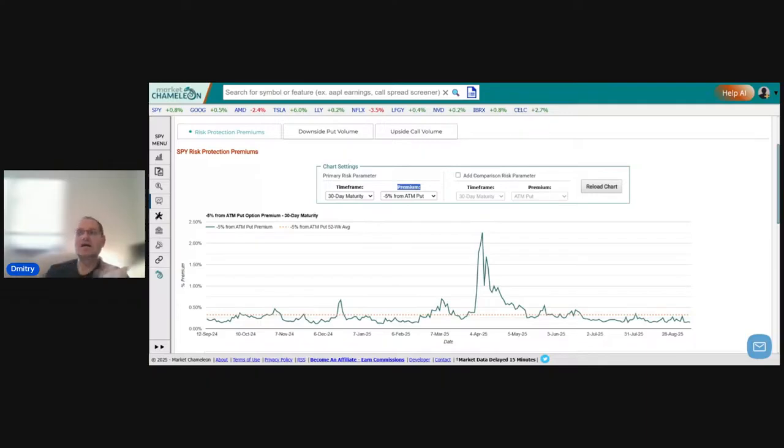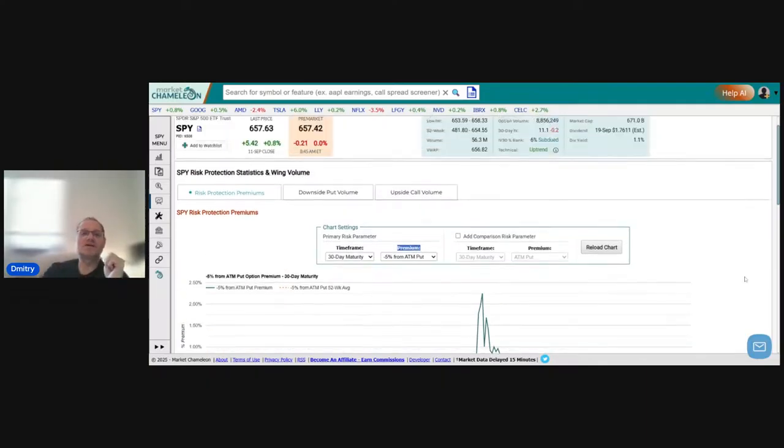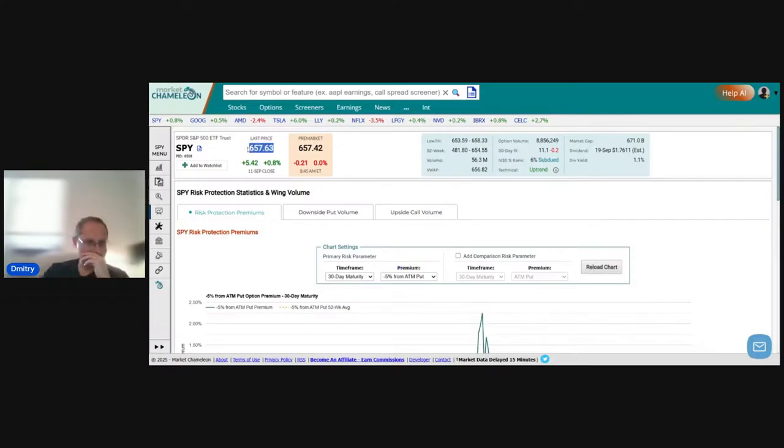If you're paying $1 for a put in a $657 stock, that is different than $1 for a put for a $10 stock. So we need to normalize it to say, okay, if we have $1, what is that in relationship to the stock price? How much premium are we paying based on what the stock price is? If you're paying $1 for a put in a $10 stock, well, you're paying 10% premium relative to the stock price.